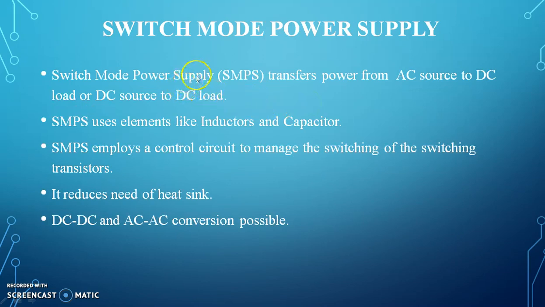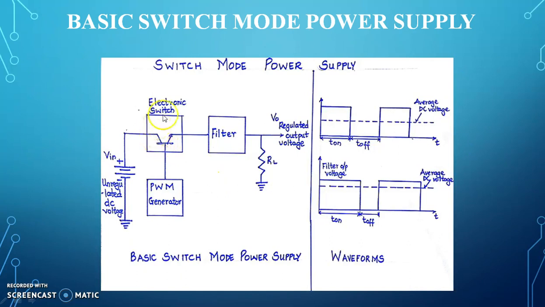The next is switch mode power supply, also known as SMPS. It converts an AC signal to a regulated DC signal or a DC voltage to a regulated DC voltage. SMPS uses elements like inductors and capacitors. SMPS employs a control circuit to manage the switching of the transistor. It reduces the need of heat sink. So we have the basic switch mode power supply block diagram.